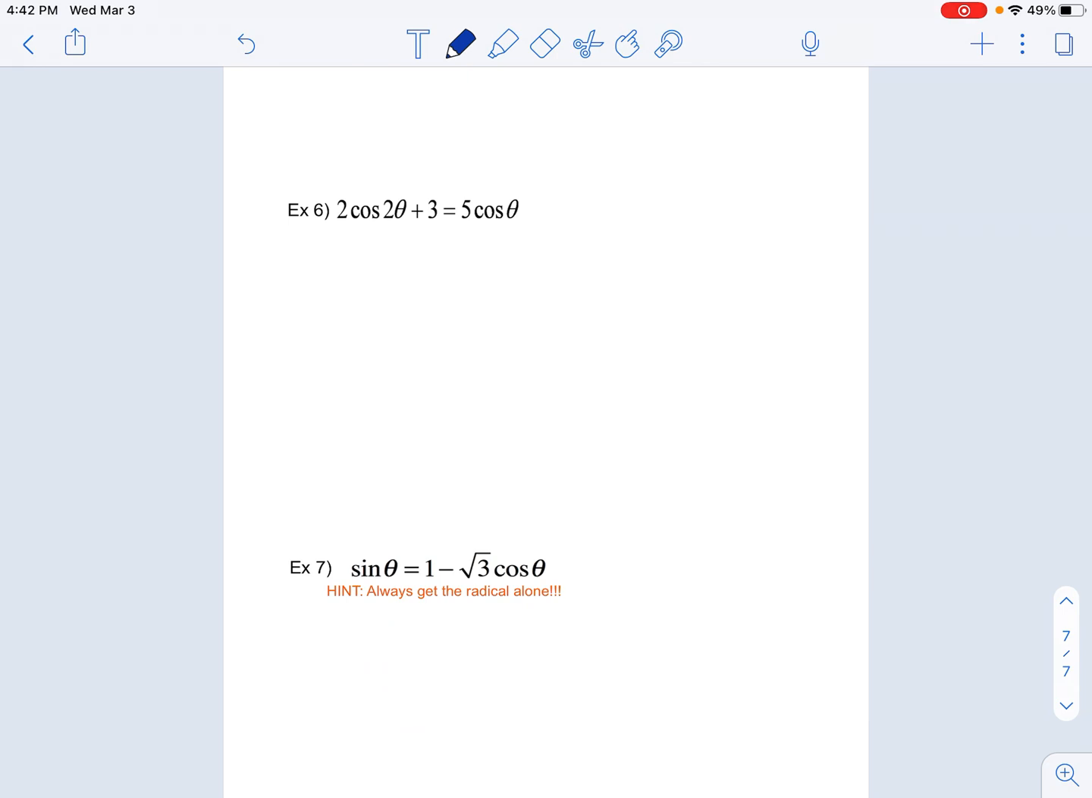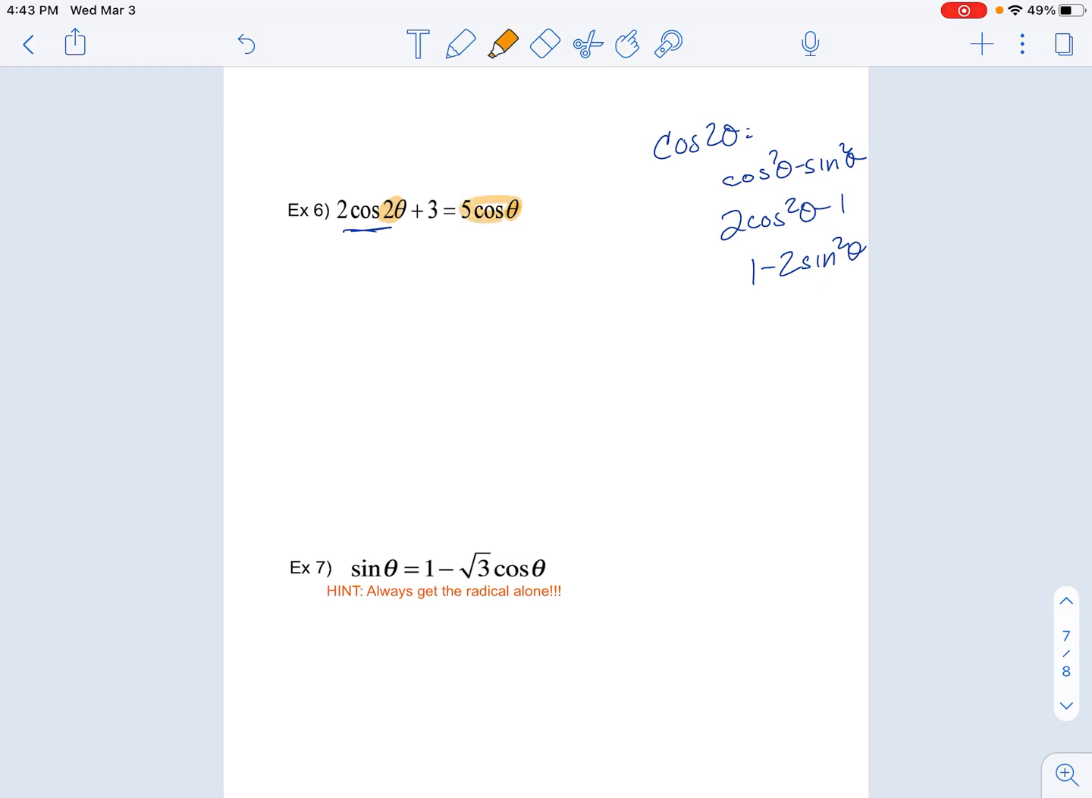All right, last couple that we're going to look at. This one is 2 cosine of 2 theta plus 3 equals 5 cosine theta. Again, I have a 2 theta here and a theta, so I've got to fix that. If you remember back to your formula sheet, we've got 3 options for cosine of 2 theta. We've got cosine squared theta minus sine squared theta. We've got 2 cosine squared minus 1, and we've got 1 minus 2 sine squared. So the downside is we have 3 choices. We've got to pick the smart choice.